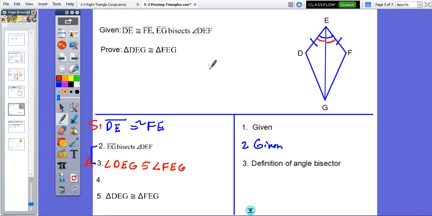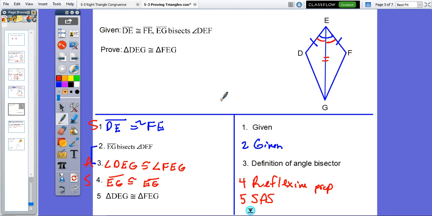We're missing another side. So remember, anytime triangles touch, that side they touch completely is also congruent. So we'll say segment EG is congruent to segment EG right there. And the reason, again, reflexive property. And that's the other side we need. So now we got everything we need. So we can say the two triangles are congruent by the side angle side congruence postulate. And there you go. That's side angle side.